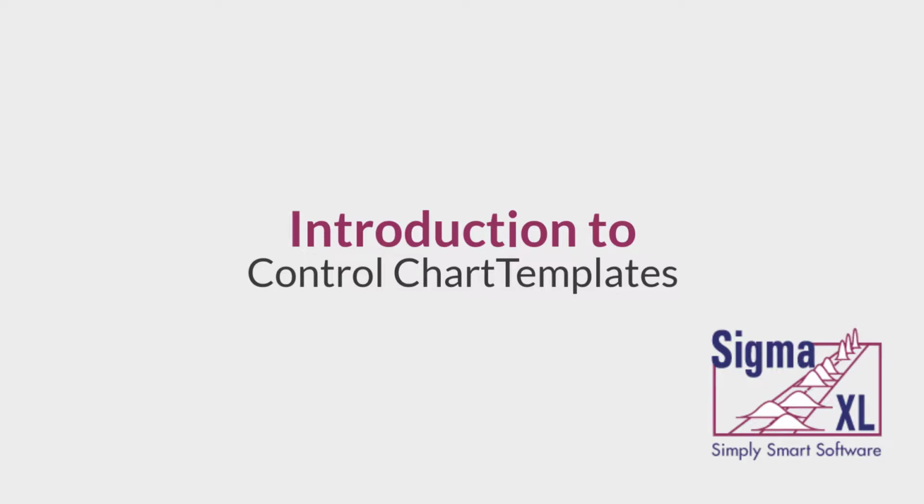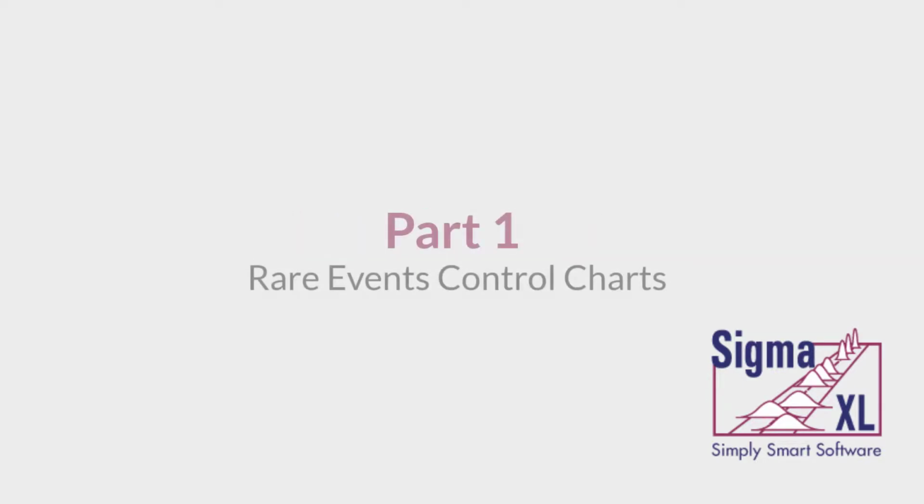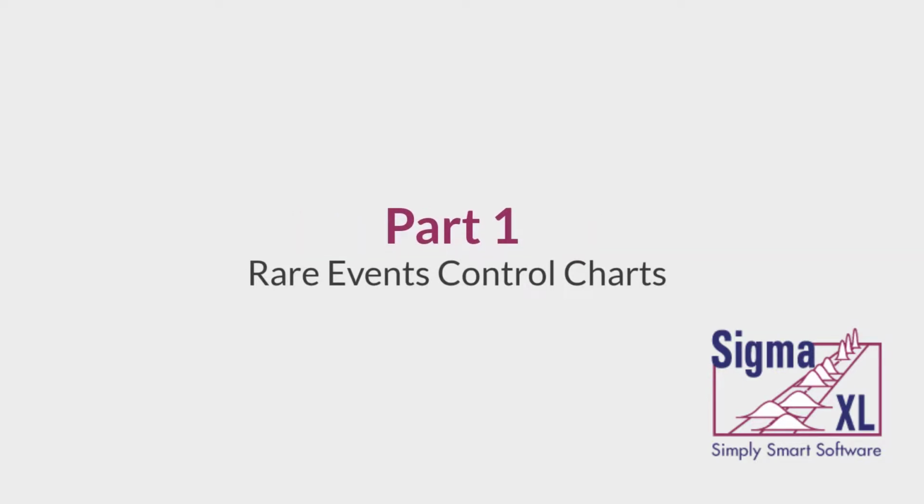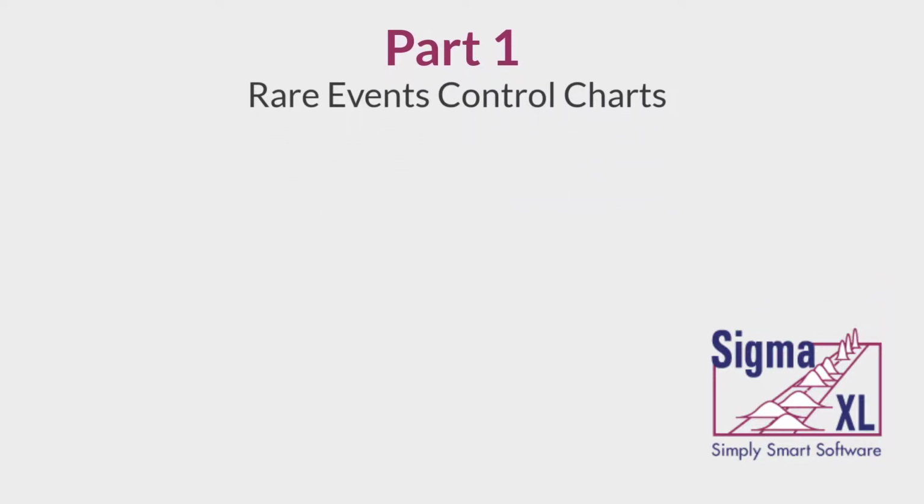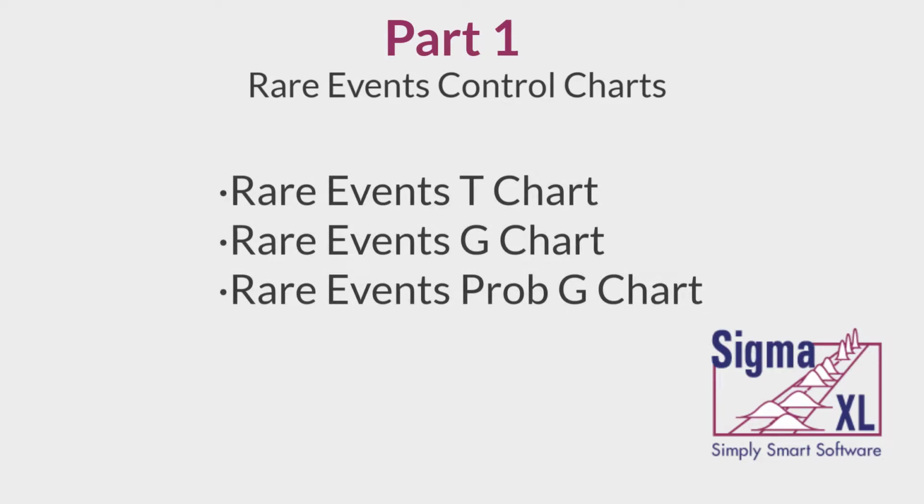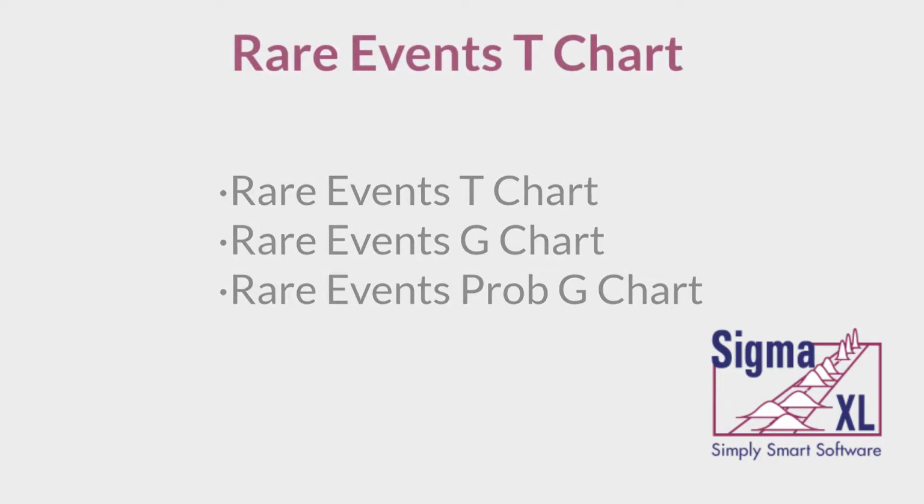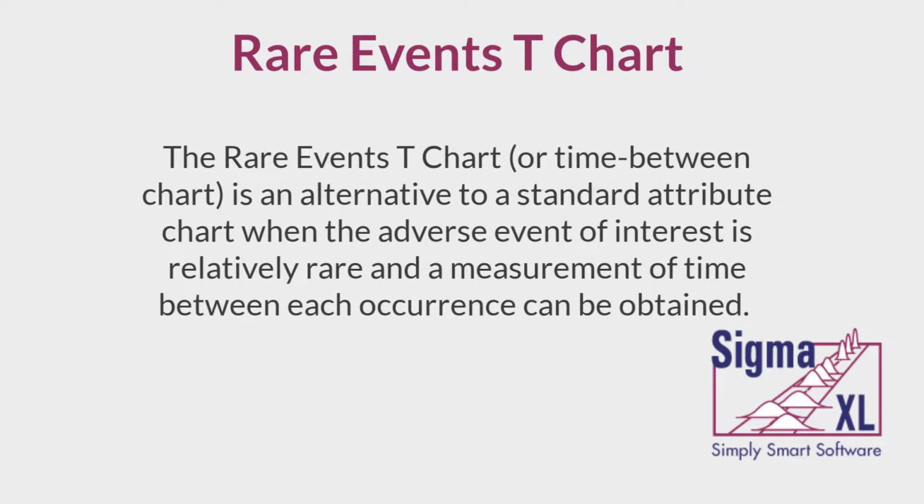This is part 1 of the Introduction to Control Chart Templates video series. In this video, we'll be looking at Rare Events templates found in SigmaXL: Rare Events T, Rare Events G, and Rare Events Prob G. We'll begin with the Rare Events T chart.